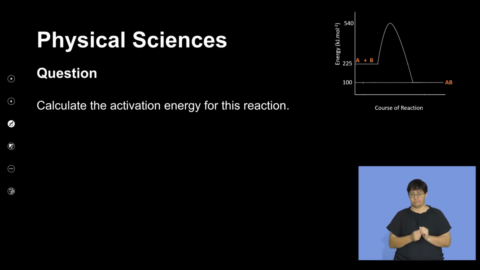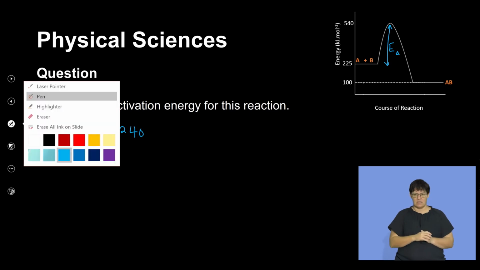Okay. Now the first question says, calculate the activation energy for this reaction. So what are we looking for here? We're looking for activation energy. Okay, what is activation energy? It is the minimum amount of energy required for a reaction to take place. So the reactants are at an energy of 225 kilojoules per mole. So this interval to the activation complex actually represents our activation energy. So that interval 240 minus 225, it's actually 240 kilojoules.